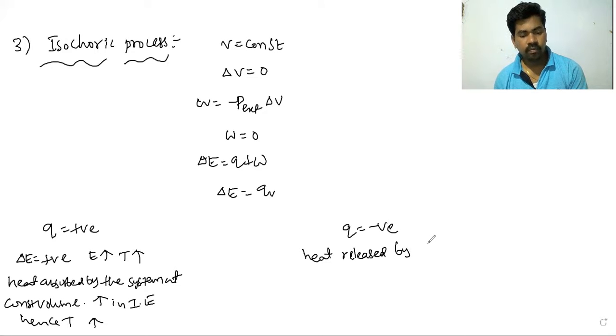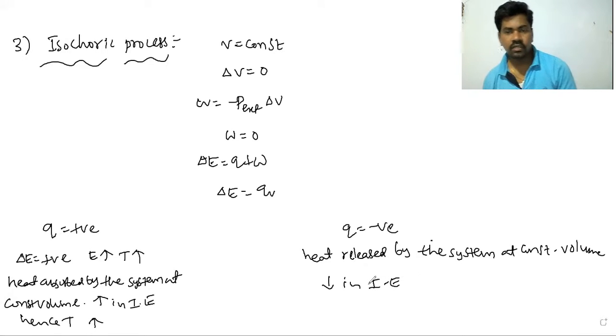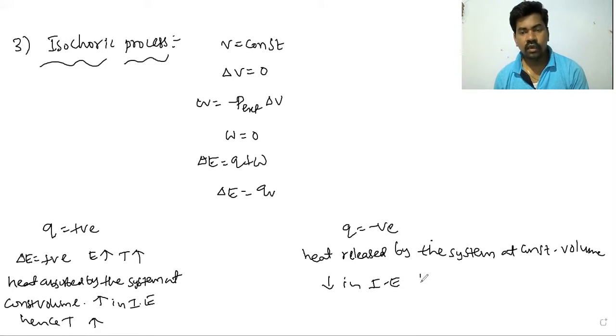Here Q is negative, then heat released by the system at constant volume causes a decrease in internal energy, hence temperature decreases. Clear? In isochoric process.